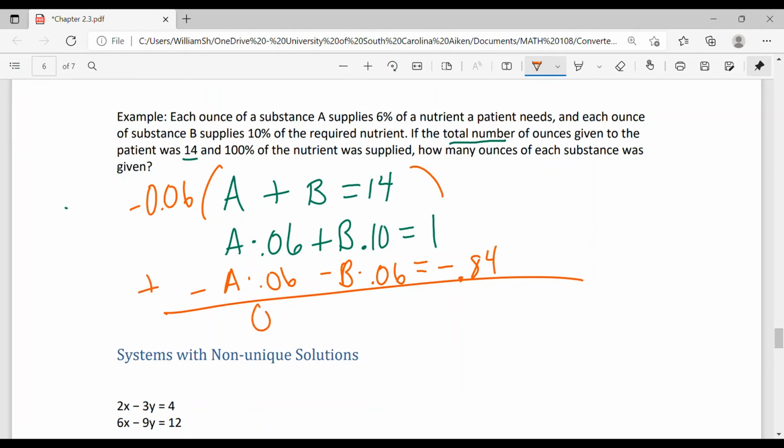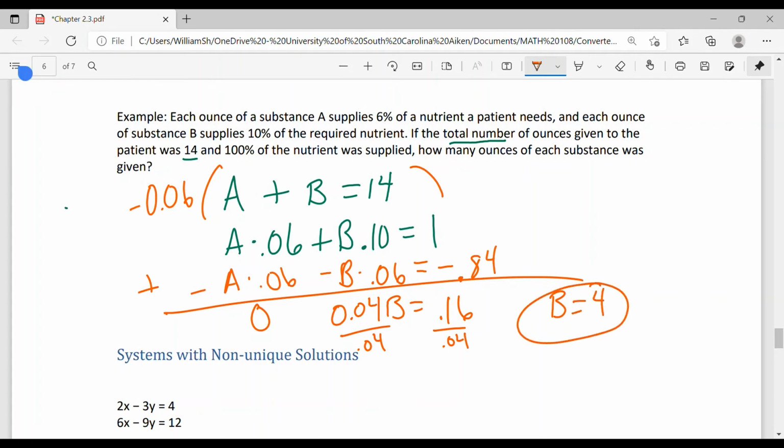if I add these together, that first one cancels out. This one leaves me with 0.04b, and 1 minus 0.84 will leave me with 0.16. If I divide by 0.04, 0.16 divided by 0.04 gives me a B value of 4. Now, if B is 4 and A and B have to add together to be 14, I hope you see that A is 10.